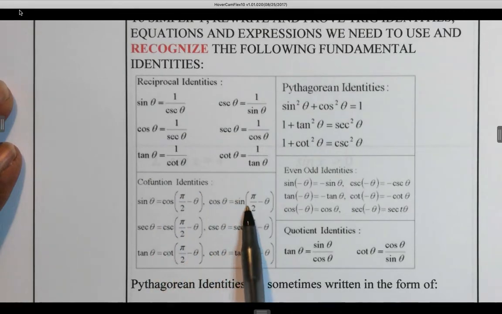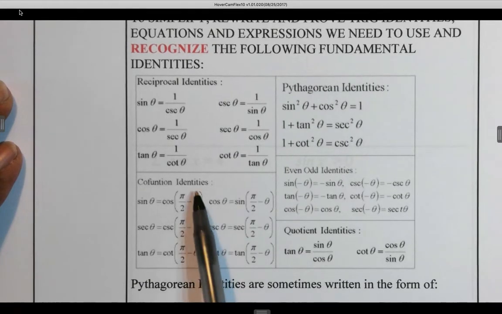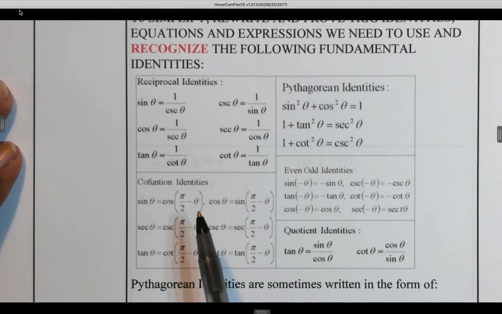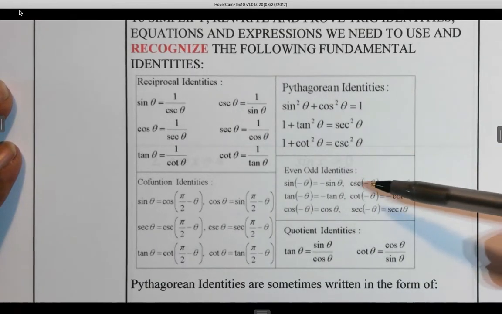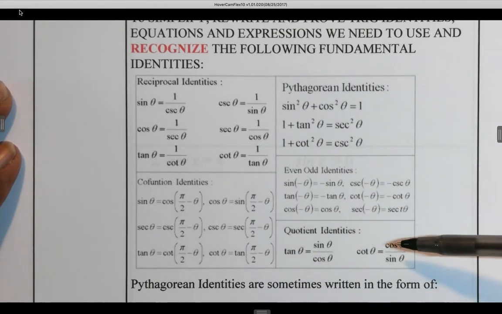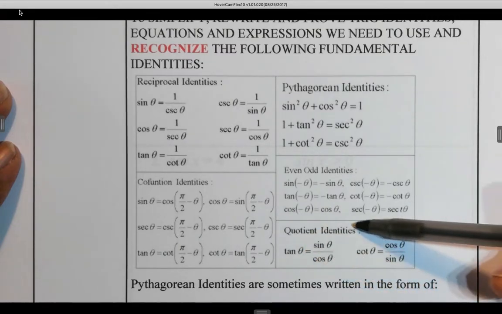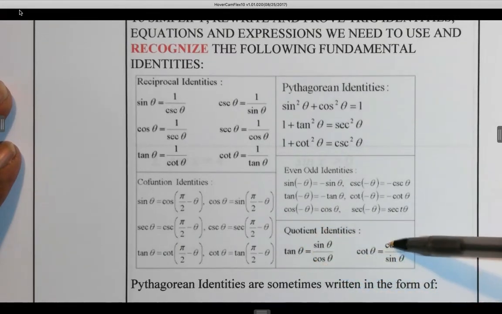Cofunction identities, before they were just kind of nice to know. Now if I have an expression or an identity that I'm trying to verify and it has something like pi over 2 minus theta or 90 minus theta, I have to use the cofunction identities. Same with even and odd functions. And then this is just our knowledge of kind of SOHCAHTOA and the reciprocal. So I just added that down there just in case.